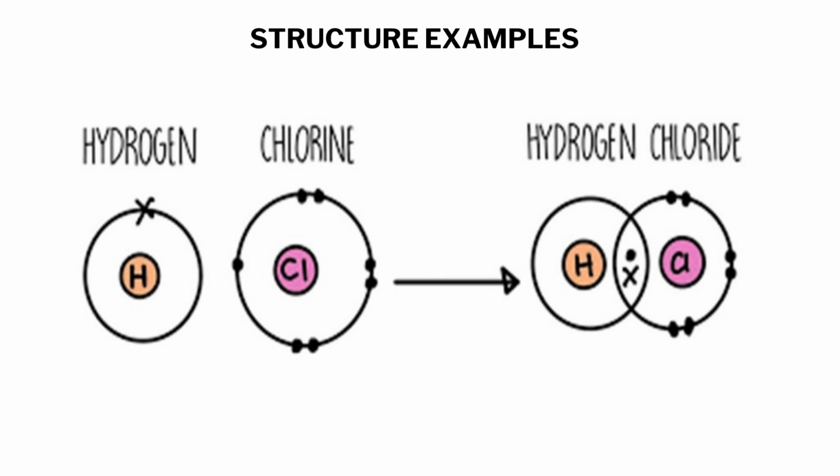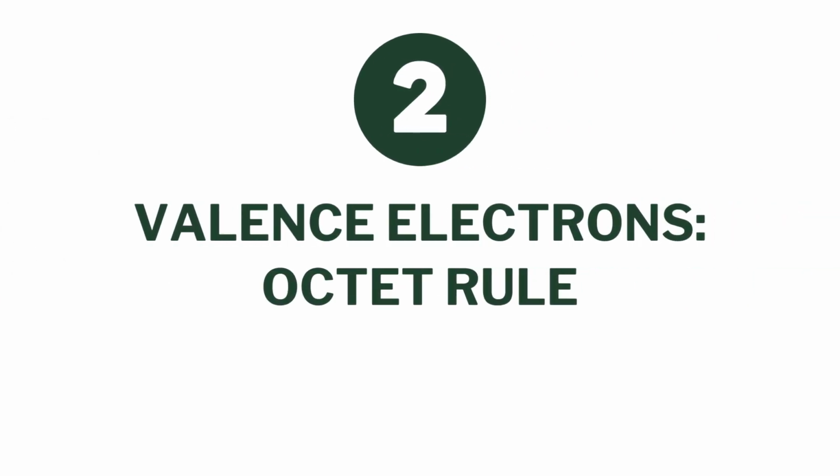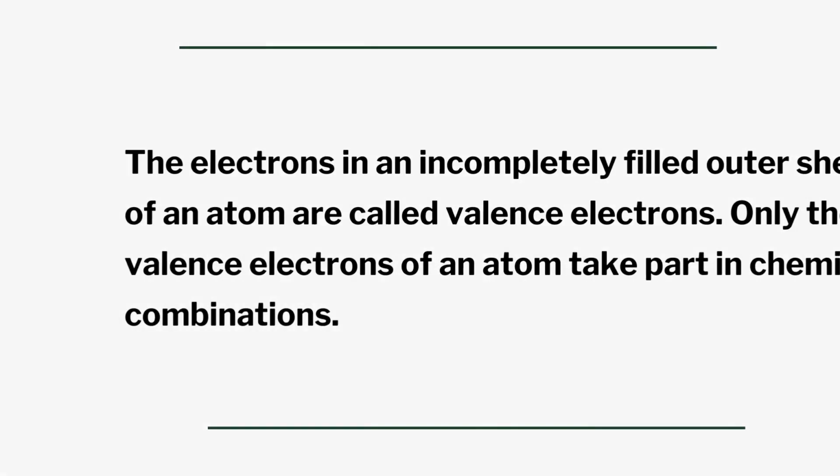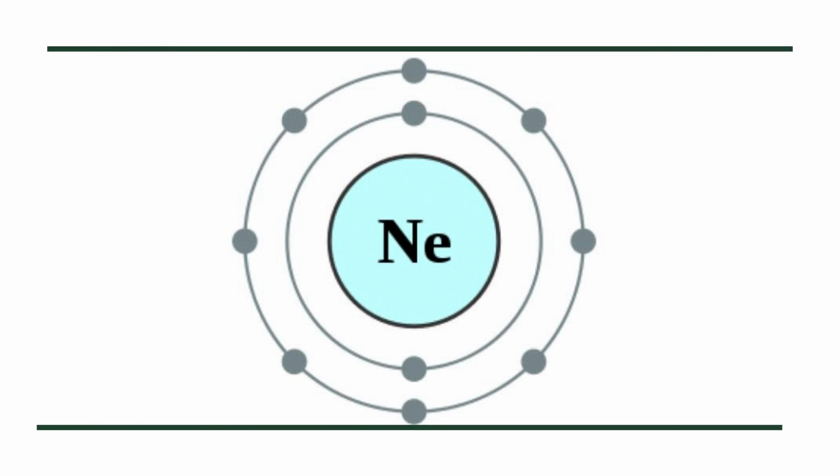Are you getting that? So let's go to valence electrons, under which we'll talk about the octet rule. The electrons in an incompletely filled outer shell of an atom are called valence electrons. Normally, a completely filled outer shell must have 8 electrons. Must have how many electrons? 8 electrons. So anyone with 8 electrons has completed the octet or has attained the octet state.